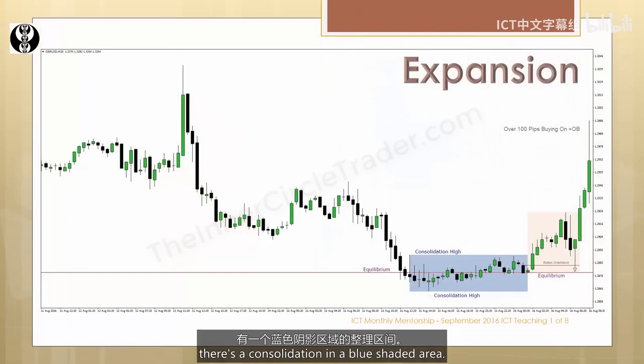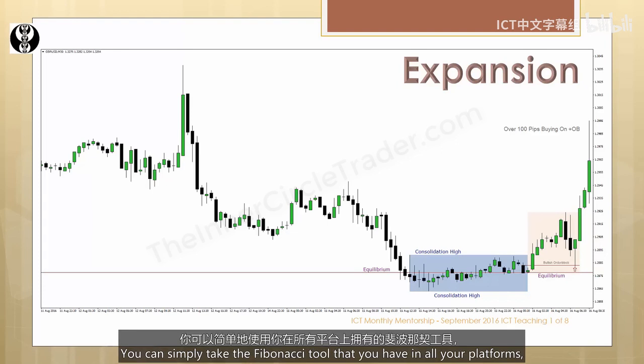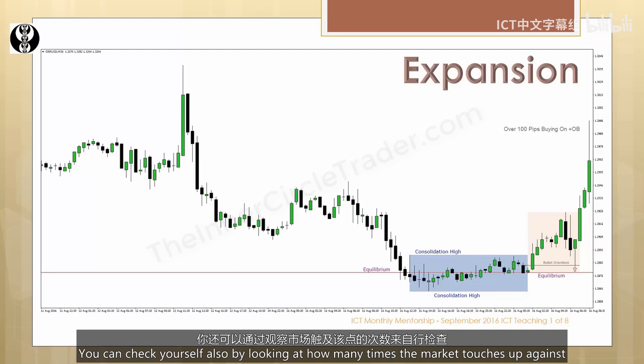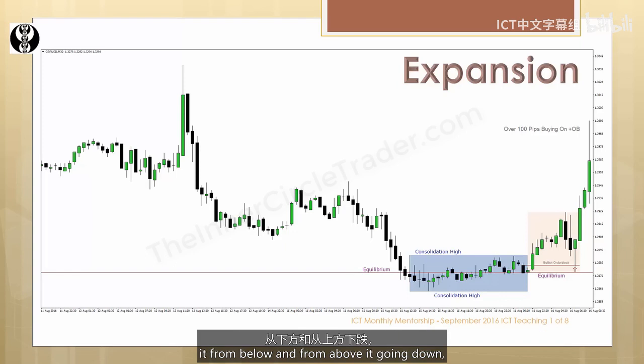As you can see here, there's a consolidation in the blue shaded area. Very clear defined consolidation. It's got a clear discernible high and low, and the equilibrium price point is directly in the middle of the high and the low end of that range. You can simply take the Fibonacci tool that you have in all your platforms, lay the fib from the high and the low in the general consolidation, find that midpoint, and you can check yourself also by looking at how many times the market touches up against it from below and from above it going down into it. In other words, how many times it's touching and hanging around that level.